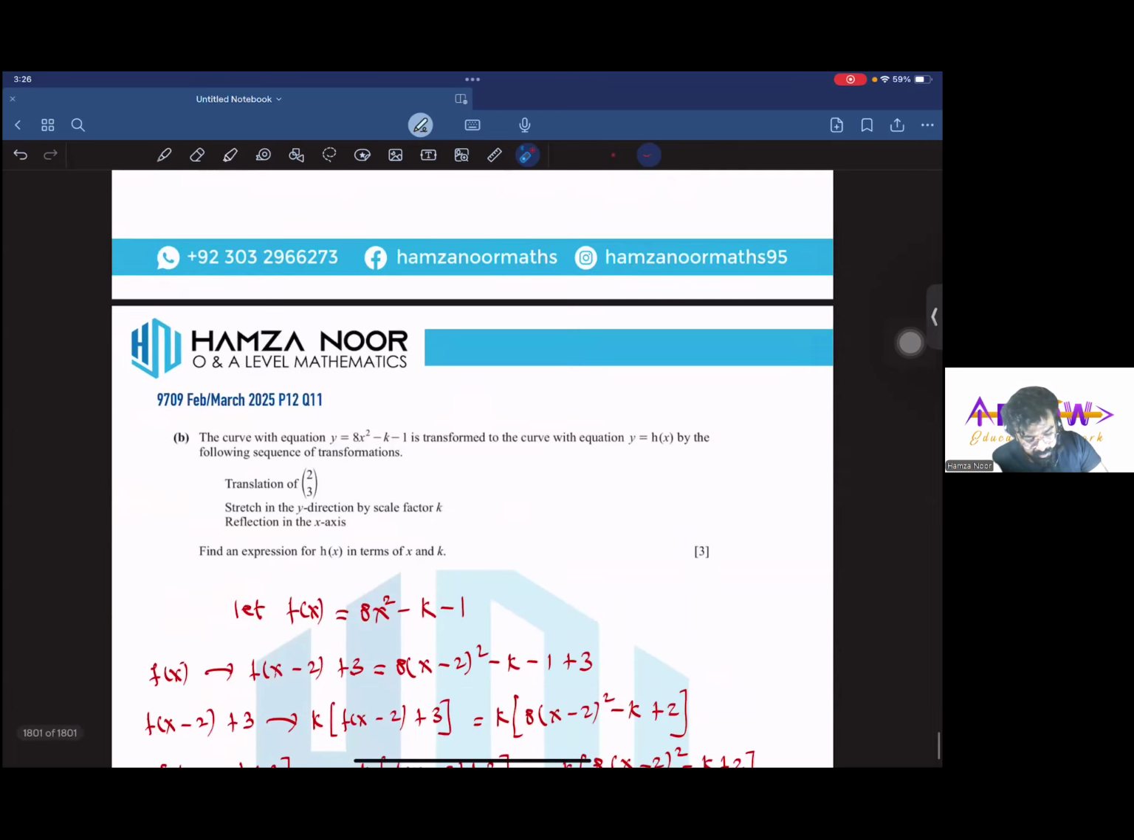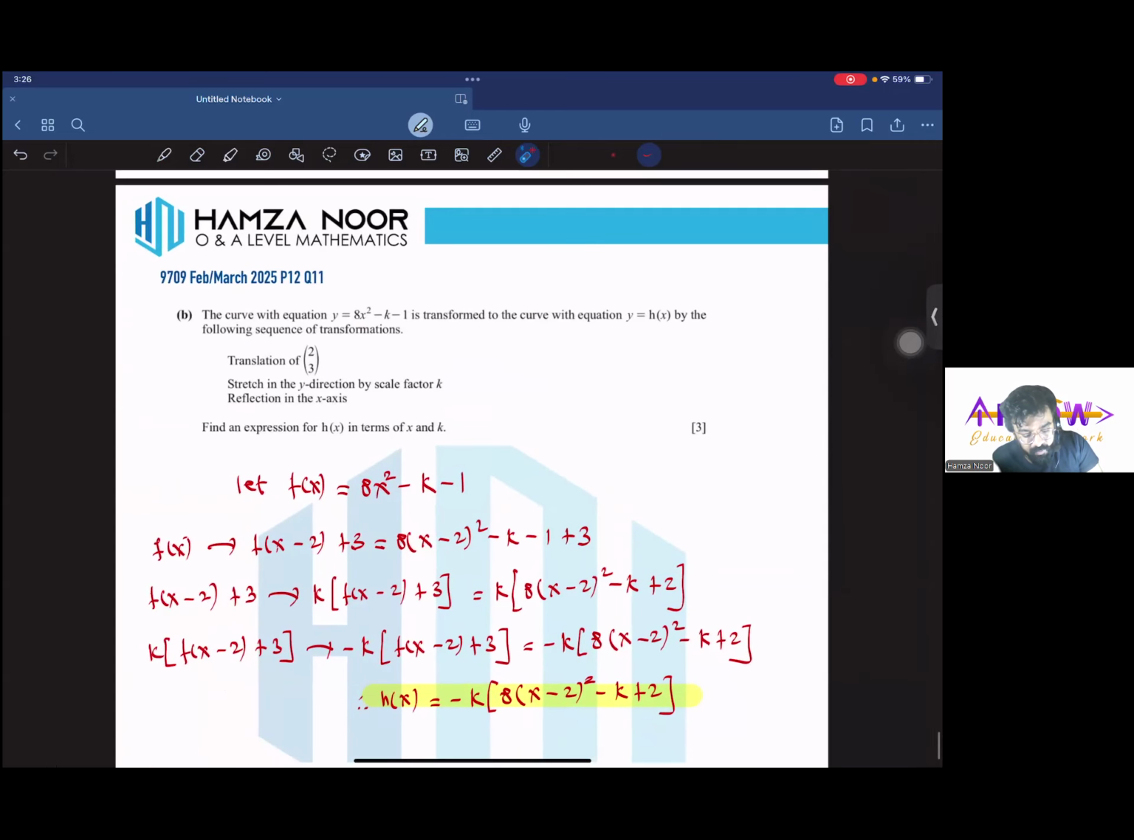In part B, it is said that the curve with equation y = 8x² − k − 1 is transformed to the curve with equation y = h(x) by the following sequence of transformations. First, a translation by the column vector (2, 3). Then a stretch in the y direction by scale factor k. And then a reflection in the x-axis. We need to find an expression for h(x) in terms of x and k.